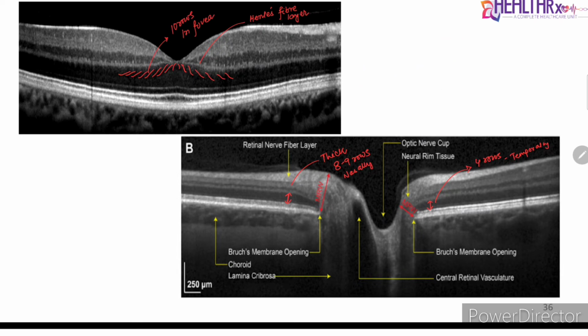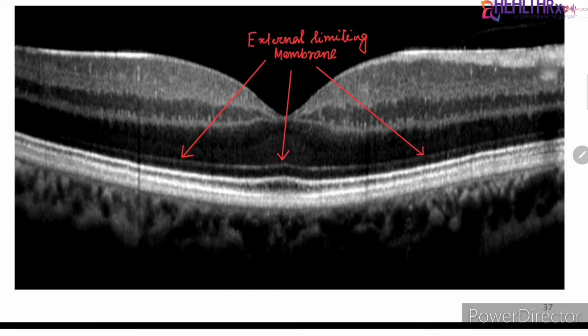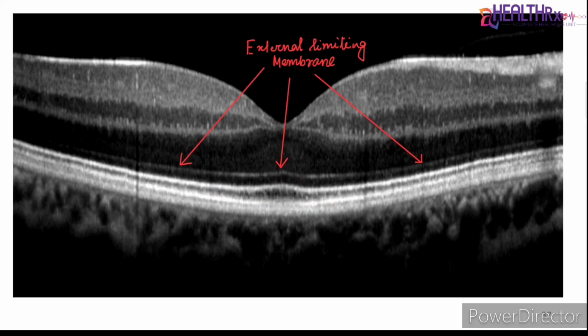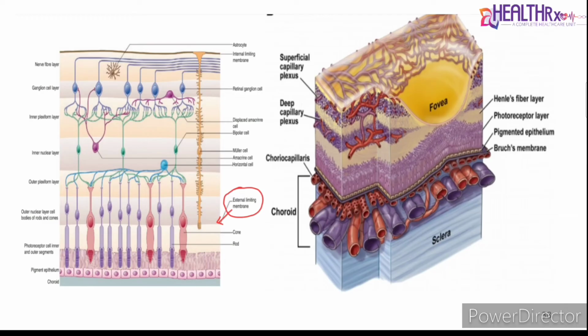The next hyperreflective boundary is the external limiting membrane, which separates the layer of rods and cones from the overlying outer nuclear layer. It extends from the optic disc to the ora serrata, where it becomes continuous with the basal lamina between the pigmented and non-pigmented portions of the ciliary epithelium. It is not a true membrane because small molecules pass freely through the junctional complexes.